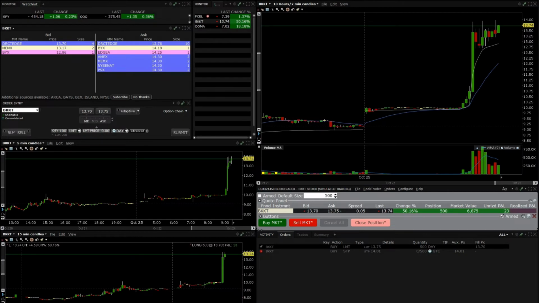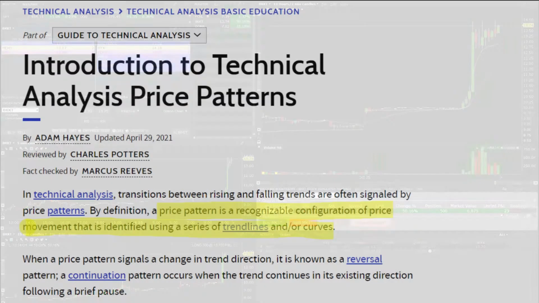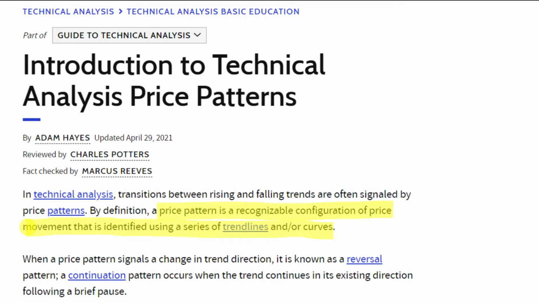Most traders use technical analysis to predict price movements. It doesn't involve understanding the fundamentals of the company. So what is technical analysis? Basically, it is looking at the charts and trying to analyze statistical trends created by trading activity, such as price movement and volume. Investopedia defines a price pattern as a recognizable configuration of price movement that is identified using a series of trend lines or curves.